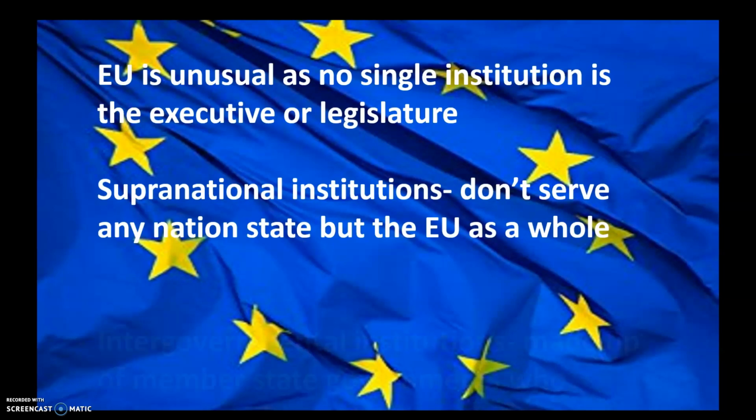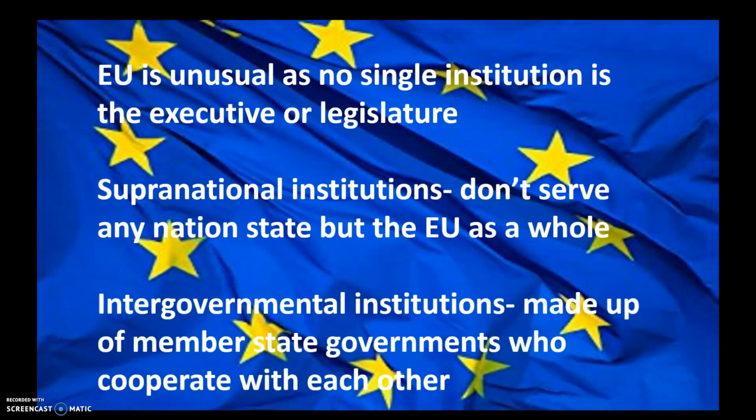Some of the institutions of the EU, though, are what they call intergovernmental. Which basically means that they serve both the member states and also the EU itself. And the function of these institutions is to allow voices for the different member states and to allow for cooperation between those different institutions.